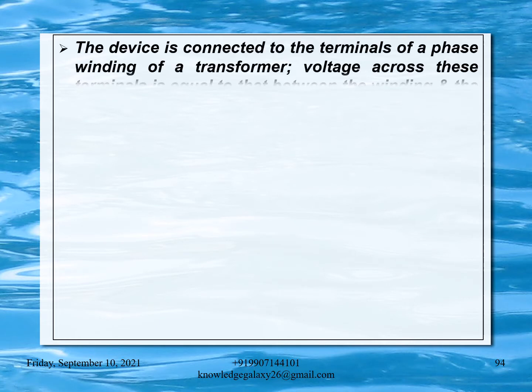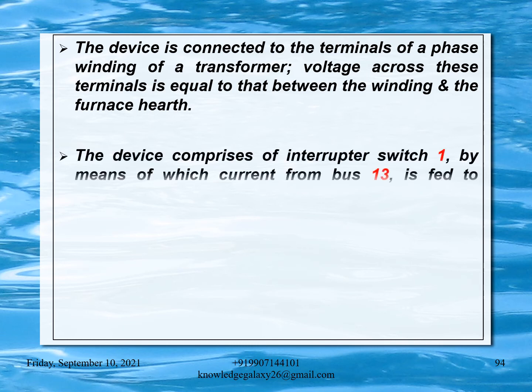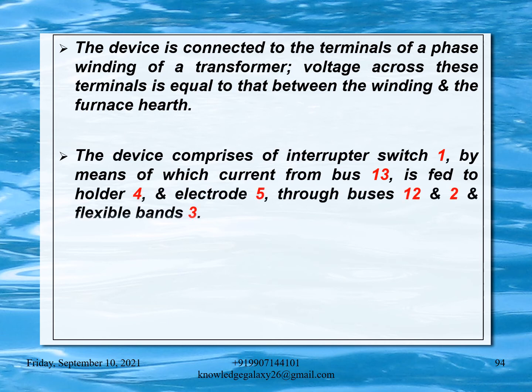The device is connected to the terminals of a phase winding of a transformer. Voltage across these terminals is equal to that between the winding and the furnace hearth. The device comprises interrupter switch 1, by means of which current from bus number 13 is fed to holder 4 and electrode 5, through buses 12 and 2 and flexible bands 3.